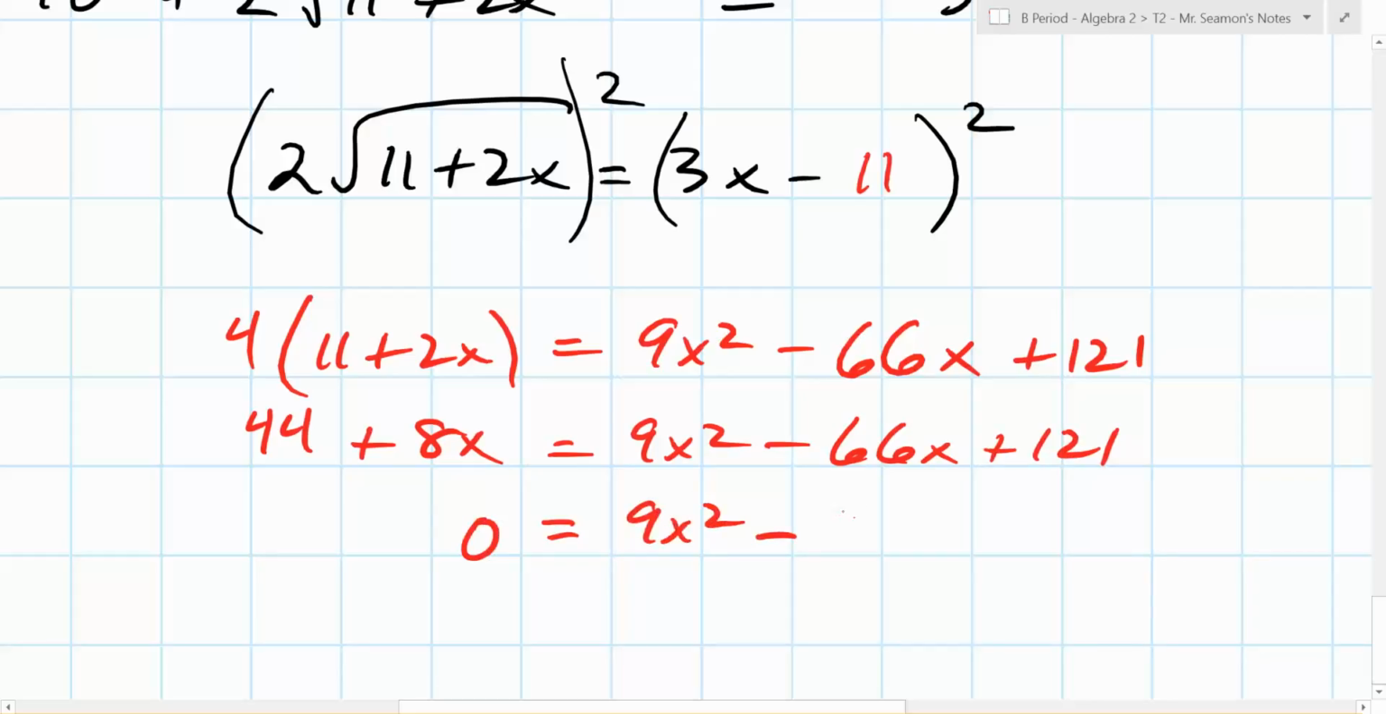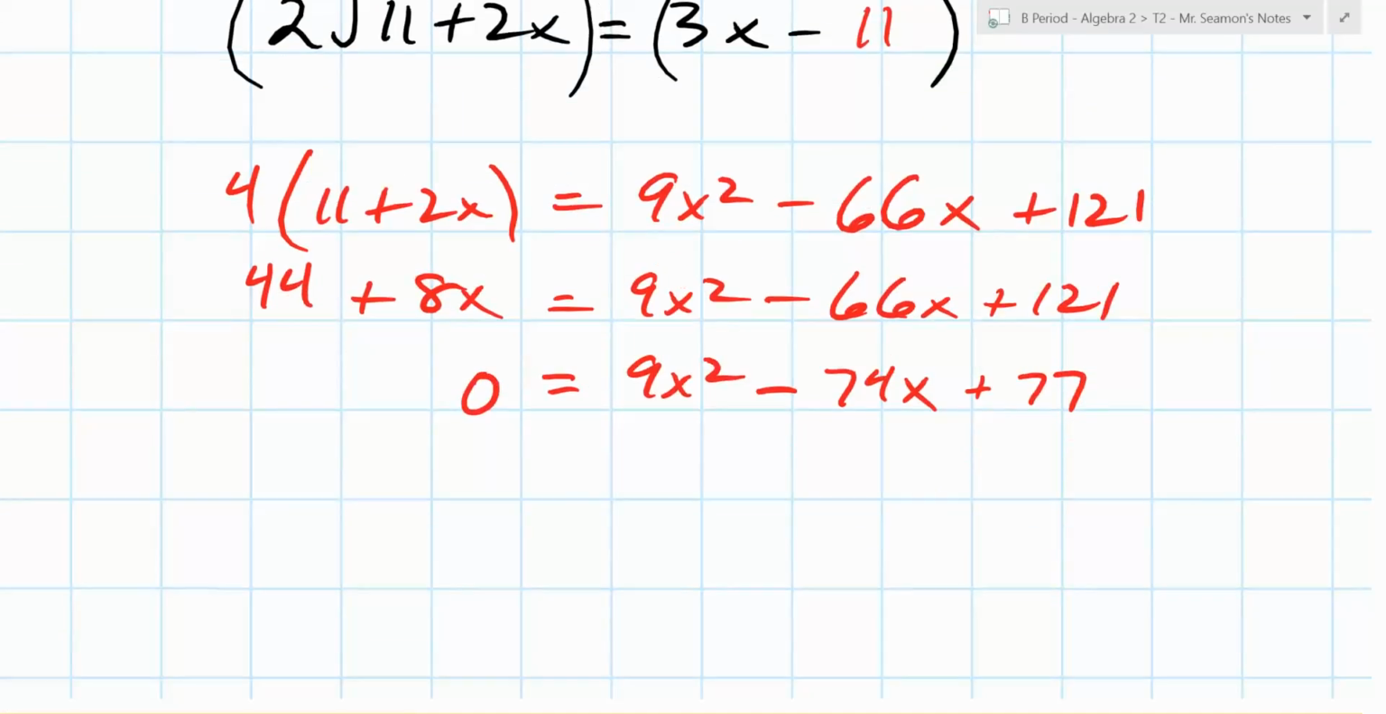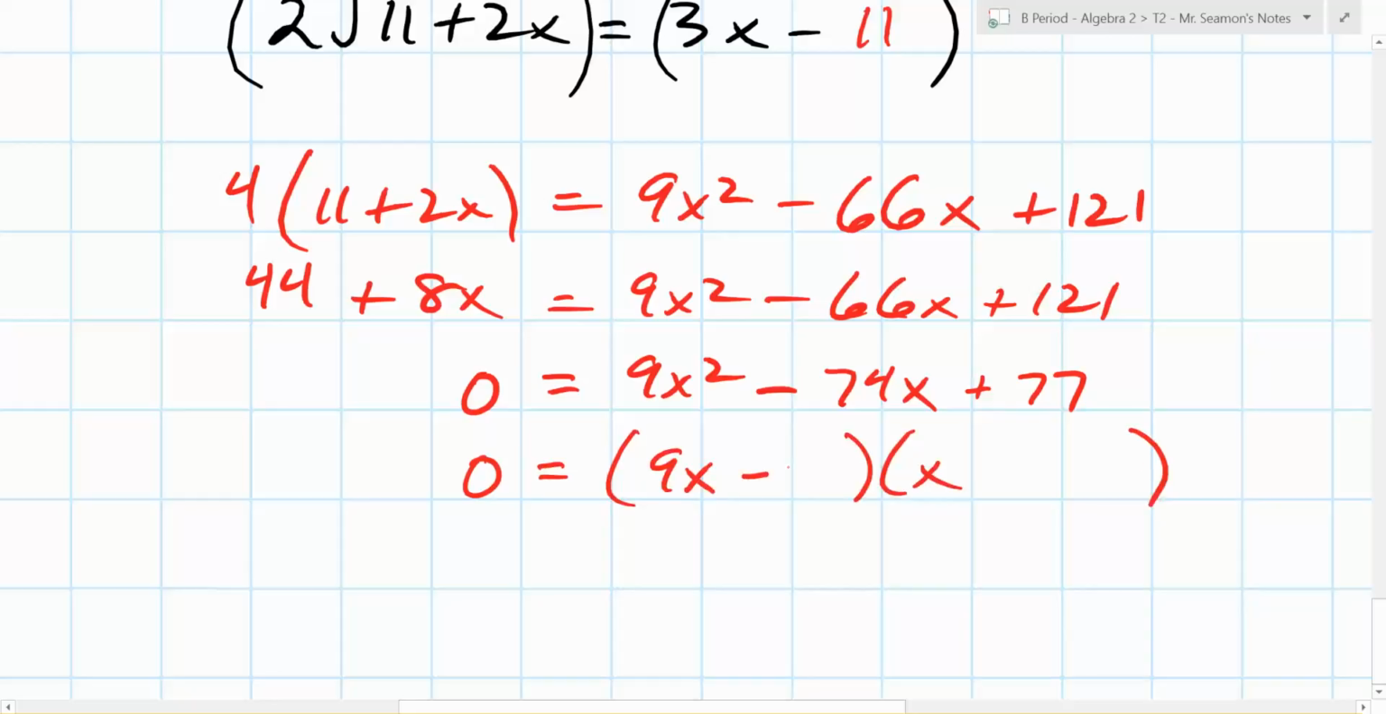No, x. The 9x squared stays the same. We're subtracting 8x, so it's going to be minus 74x. Yeah. And then what's 121 minus 44? Can you do that in your head? I think it's 77. 77. Now does this factor? Yeah. Have we done this exact factoring before? Yeah, that's what I was kind of expecting and forgot that one. And it's 9x and x, I think, right? I think it's minus 11 and minus 7, right?